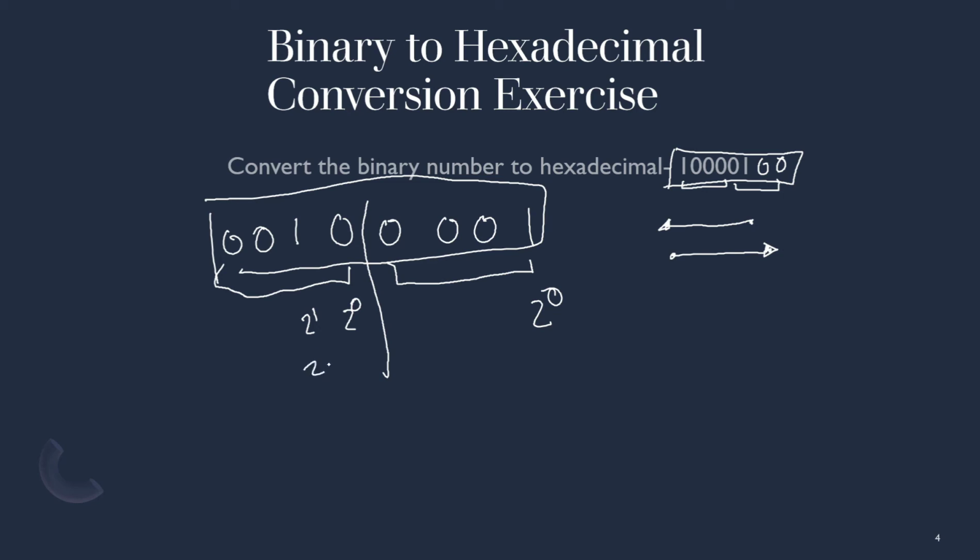So 2 plus 1 and a 1. So what we're looking at is 31 in hexadecimal format for 100001 in base 2.